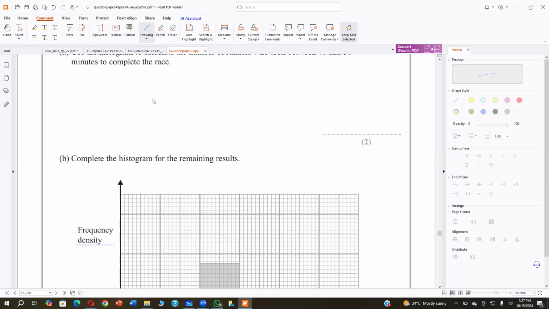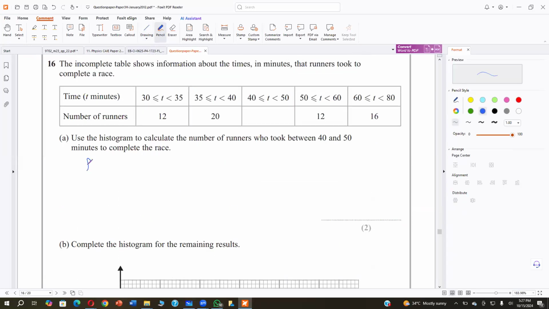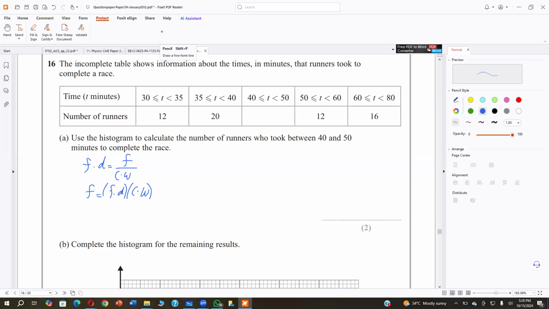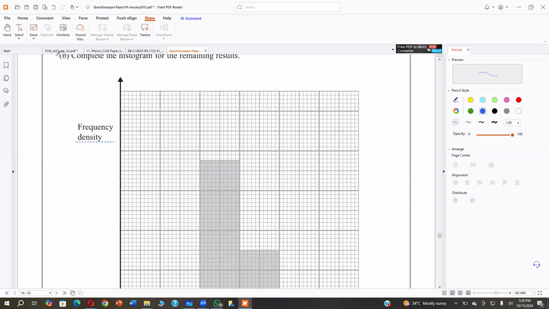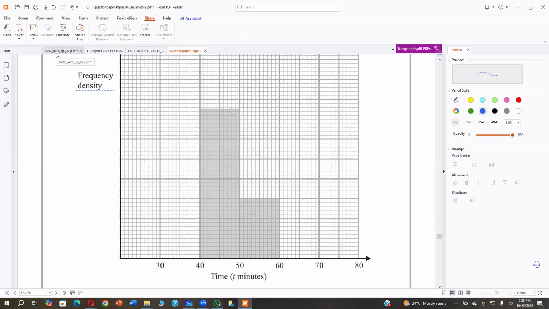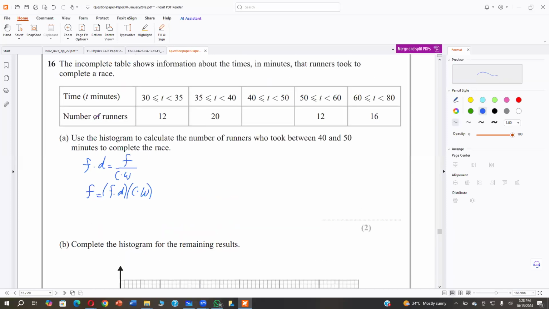So what is the formula? Frequency density is equal to frequency upon class width. Frequency density into class width. Now you have to look for the interval 40 and 50. If I look at the interval 40 to 50, my FD, oh, there is no number on it. My God. He has not marked the scale. That's interesting.